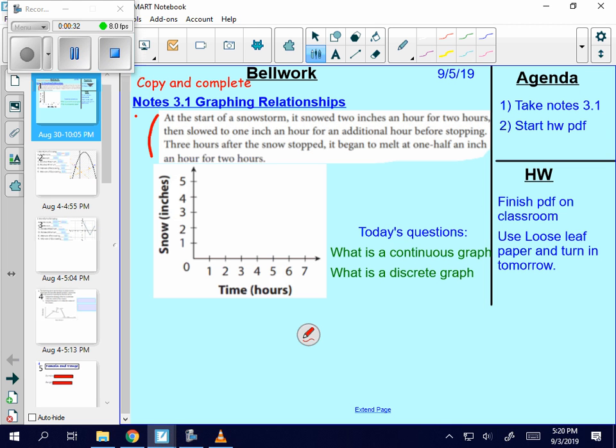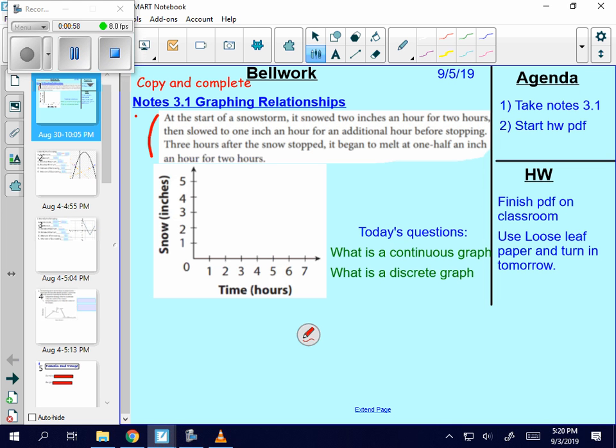Okay, assuming you've got all of this into your notebook, let's read the problem. At the start of a snowstorm, it snowed 2 inches an hour for 2 hours. Then it slowed to 1 inch an hour for an additional hour before stopping. 3 hours after the snow stopped, it began to melt at 1/2 an inch an hour for 2 hours. So we need to graph that.